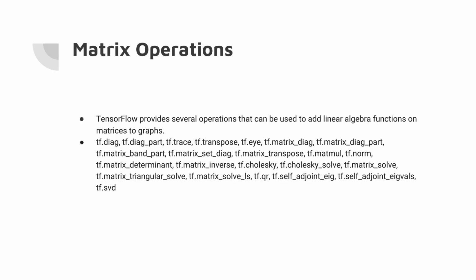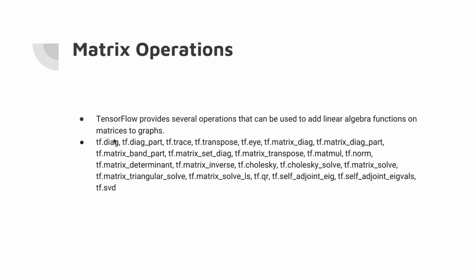If we consider a two-dimensional matrix, which is a tensor of rank 2, we can find out the diagonal of that matrix, the trace, the transpose, and so on. Here we can see a list of matrix operations that can be performed on tensors. Let's pick up the example of tf.diag.